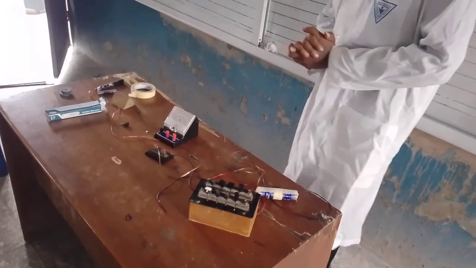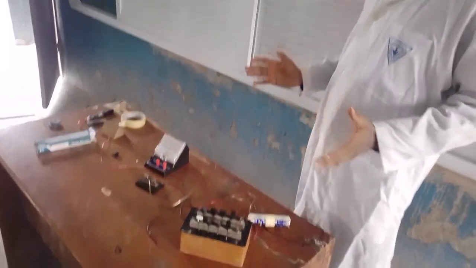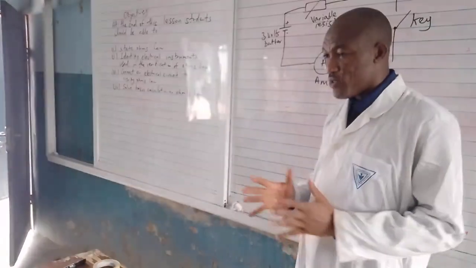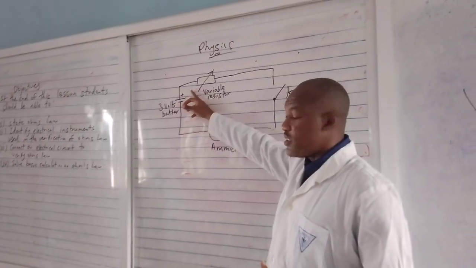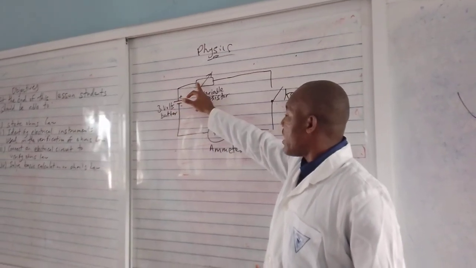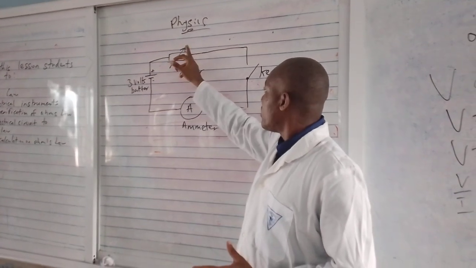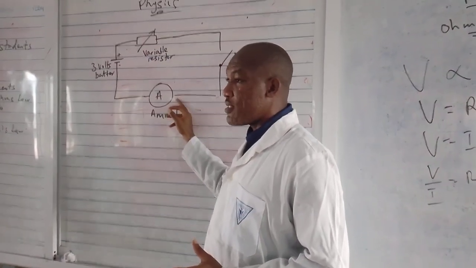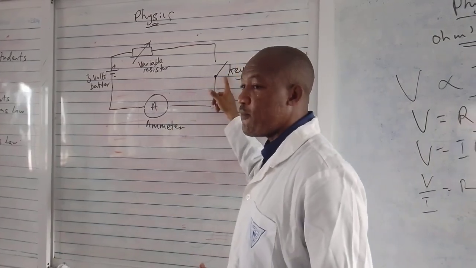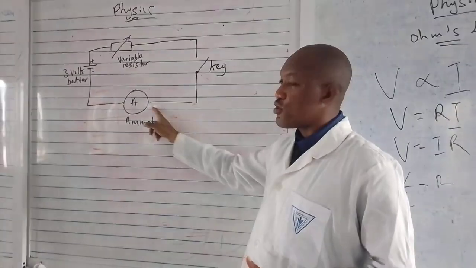So what I want you to do for me now is you will attempt connecting this on your own. Then I will see how I will guide you along with it. I want you to follow the diagram. The positive end to the variable resistor. Then you connect the variable resistor to the key first. After the key, then you connect to the ammeter.